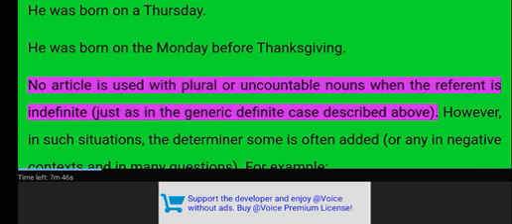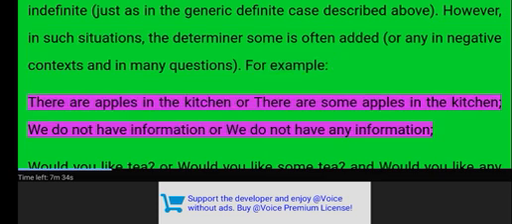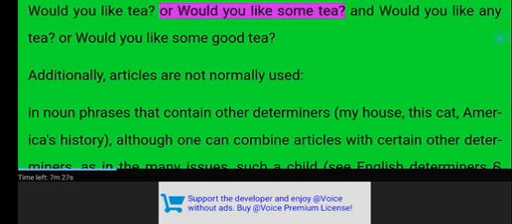No article is used with plural or uncountable nouns when the referent is indefinite, just as in the generic definite case described above. However, in such situations, the determiner "some" is often added, or "any" in negative contexts and in many questions. For example, "There are apples in the kitchen" or "There are some apples in the kitchen"; "We do not have information" or "We do not have any information"; "Would you like tea?" or "Would you like some tea?" and "Would you like any tea?" or "Would you like some good tea?"